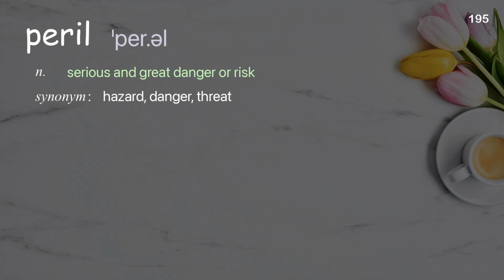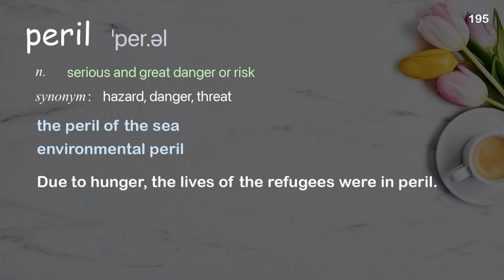Peril: serious and great danger or risk. Examples: The peril of the sea. Environmental peril. Due to hunger, the lives of the refugees were in peril.